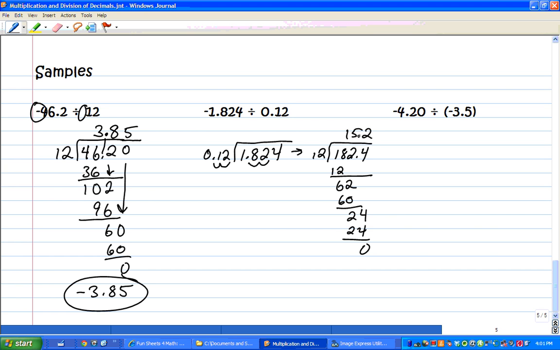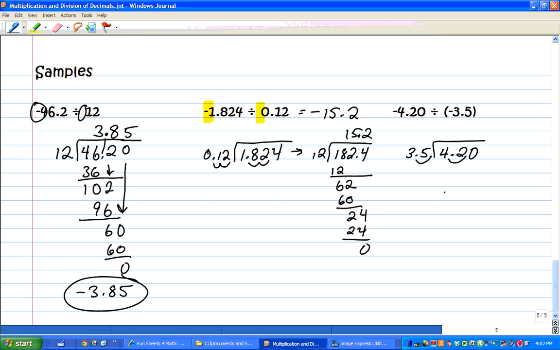You look at the problem, and I have a negative here, and I have a positive here. Signs are different. The answer is negative, so this is negative 15.2. Okay? All right, moving on to the last one. I have 4.20 divided by 3.5. The decimal has to move over once.